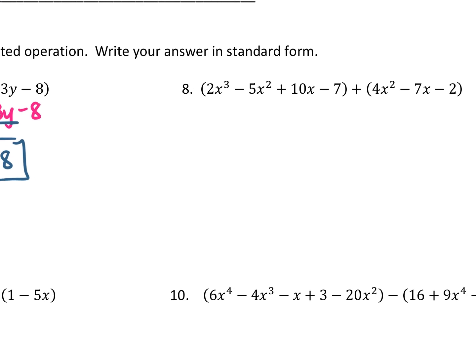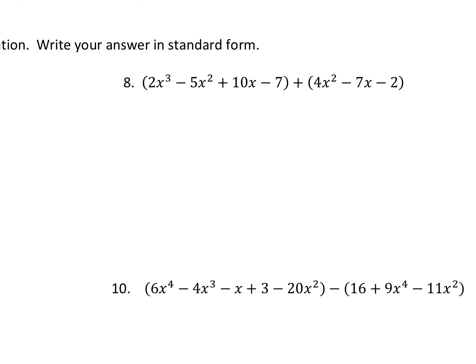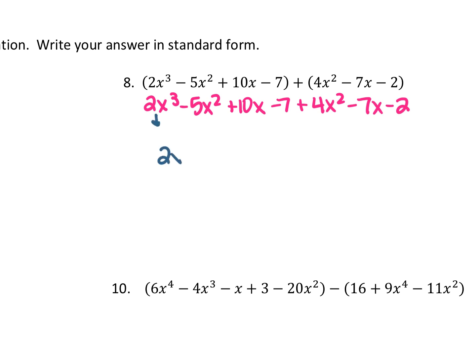For number 8, we have 2x cubed minus 5x squared plus 10x minus 7 plus 4x squared minus 7x minus 2. So again, we have addition between the two parentheses. We're just going to get rid of the parentheses and combine like terms. Your first term that's going to go down is the 2x cubed. Next, you have the negative 5x squared and the 4x squared, which give us a negative x squared. Next would be the 10x minus the 7x, which is 3x. And lastly, the negative 7 minus 2 is negative 9.